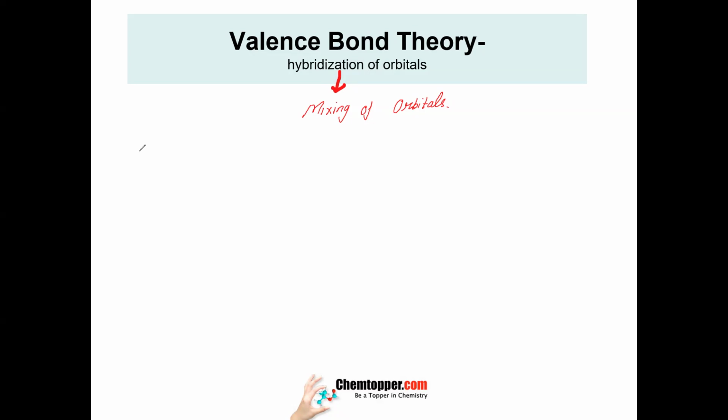Let's start with CH4. We know that around carbon we have 4 atoms. It means carbon needs 4 orbitals of exactly the same composition, same energy, same shape. Carbon is in need of 4 orbitals that are exactly the same. Okay, let's see how carbon is going to achieve it.